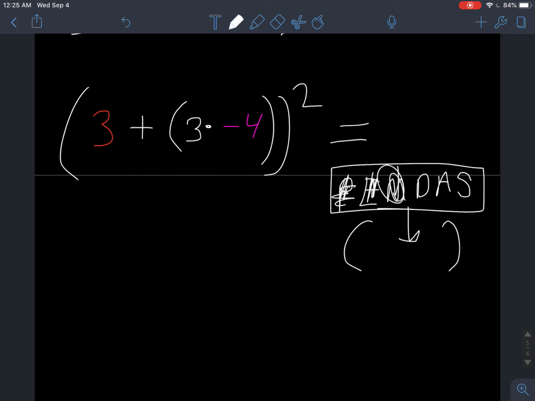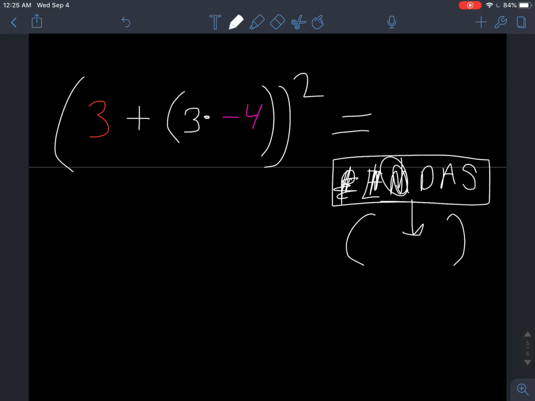So now, okay, do we have parentheses inside of parentheses? Yes, we do. So we gotta do this first. What are you doing inside the parentheses? You gotta do the same thing again. Do you have parentheses inside your parentheses? No. I'm talking about this right now, here. Do we have parentheses inside these two parentheses? No. Do we have exponents? No. Do we have multiplication? Yes, we do. They're being multiplied.